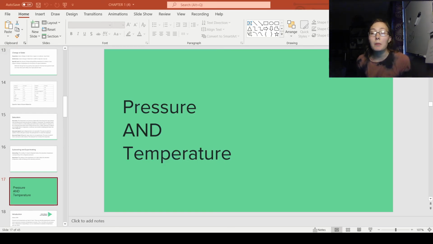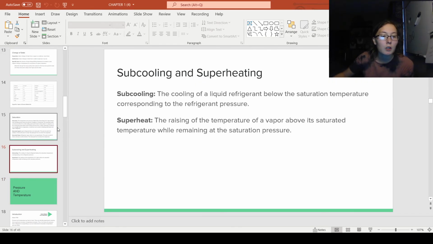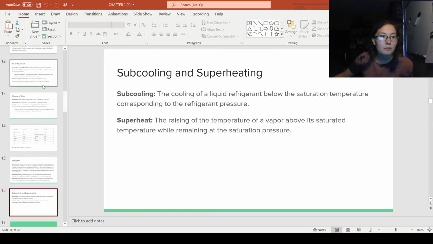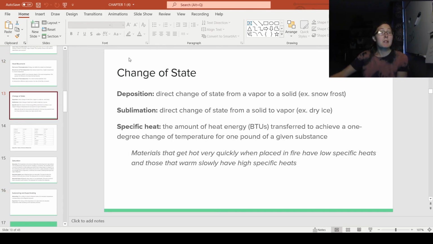Guys, so today we are going to pick up where we left off yesterday in class. I just wanted to go over a couple things real quick. I know we were kind of in a hurry to get out of class when we were going over specific heat.